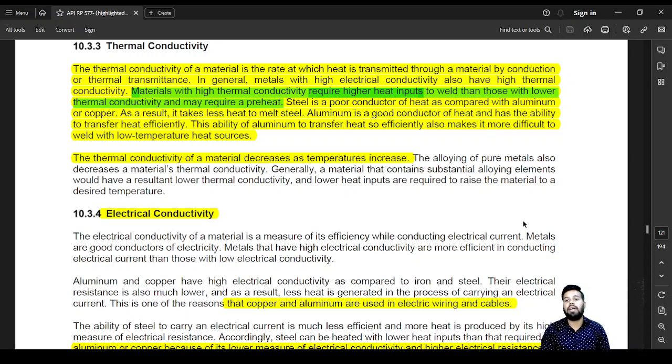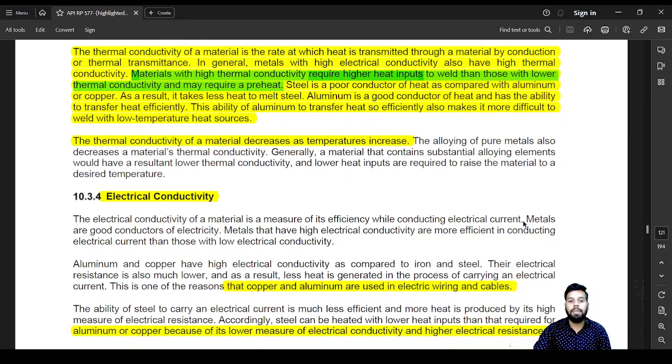Steel is a poor conductor of heat as compared with aluminium or copper. As a result, it takes less heat to melt steel. Aluminium is a good conductor of heat and has the ability to transfer heat efficiently. This ability of aluminium to transfer heat efficiently also makes it more difficult to weld with low temperature heat sources. Thermal conductivity of a material decreases as the temperature increases. Electrical conductivity.